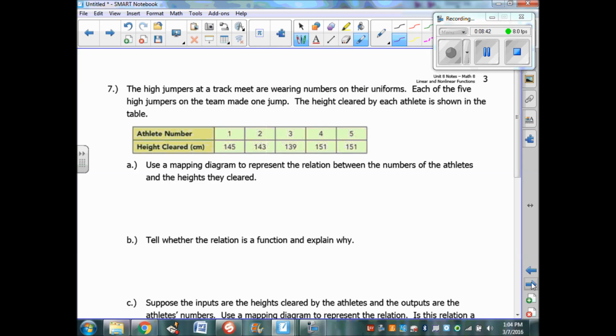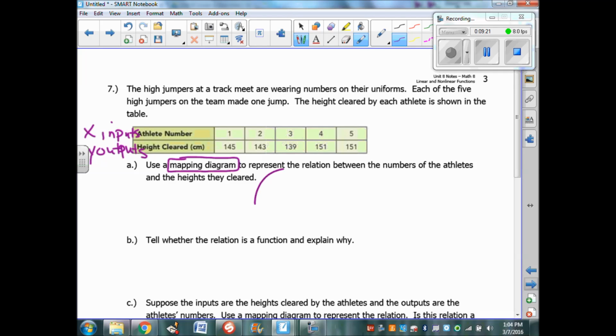Okay. So let's go ahead and flip the page, and it says, high jumpers at a track meet were wearing numbers on their uniforms. Each of the 5 high jumpers on this team made 1 jump. The height cleared by each athlete is shown in the table. So we have our inputs are the athletes' numbers, and the outputs are the heights they jumped. Or in other words, those are my x's and those are my y's. It says use a mapping diagram. Okay, mapping diagram we had on the front. I explained what it was to show the athletes' numbers to their heights.